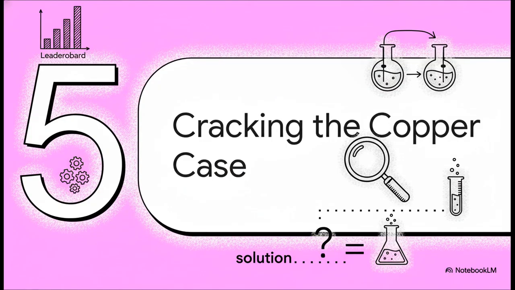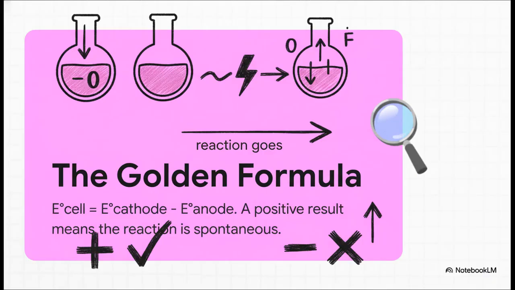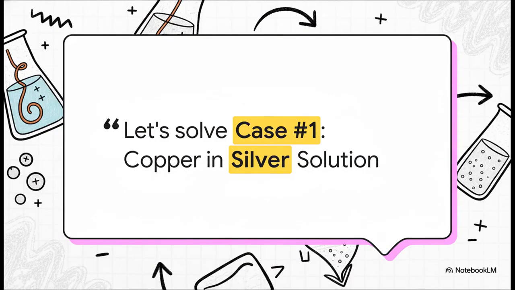Okay, we are ready. We have our leaderboard, we have our suspects. We can finally use this data to go back and crack our copper case once and for all. All we need now is the formula. And here it is. It's actually super simple. The total cell potential is just the potential of the cathode, that's the part getting the electrons, minus the potential of the anode, the part losing the electrons. And here's the golden rule. If your answer is positive, the reaction just goes. If it's negative, it's a no-go. That's it.